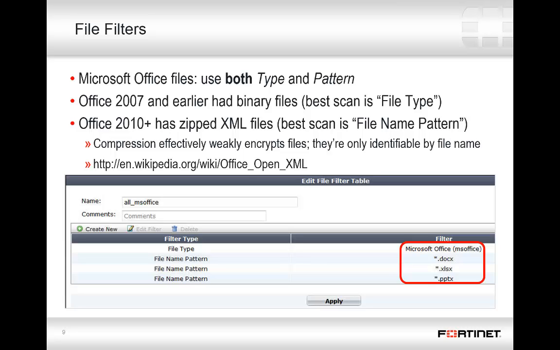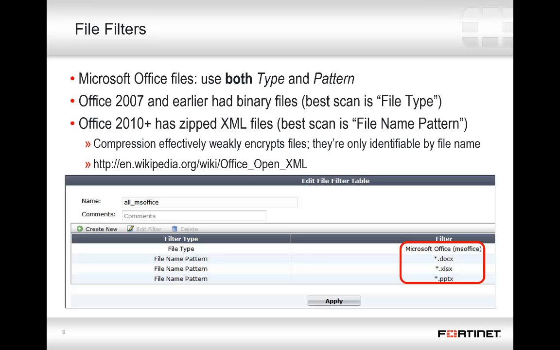Here is an example file filter table that matches all Microsoft Office files. Notice that to do this, it contains subfilters of both types. This is because older versions of Office use a binary file format identifiable by a binary file type scan. Office 2010 and newer files are not binary, but a zip archive. They are actually XML files inside a zip archive. This is documented on the Microsoft website, but the link here is easier to read.